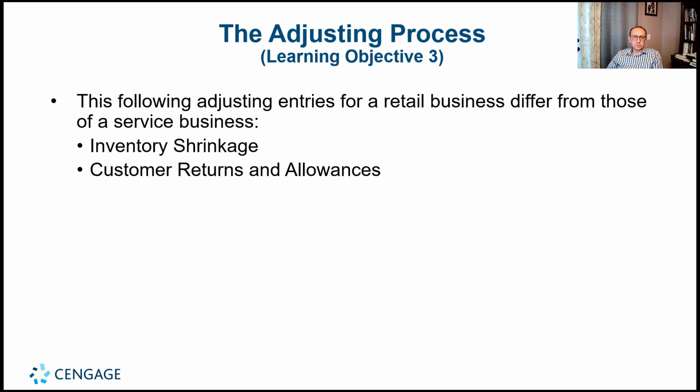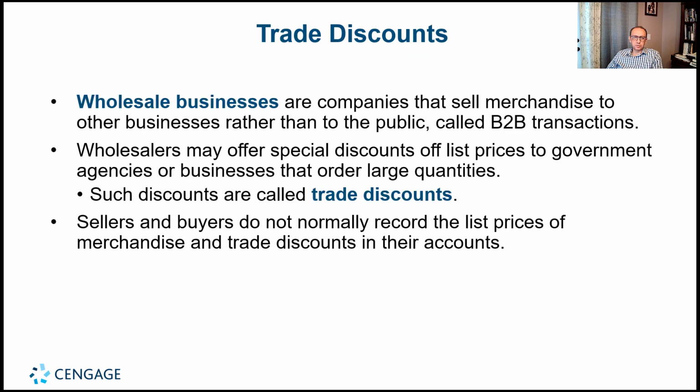So the following adjusting entries for a retail business differ from those of a service business. One of the things that we're going to be talking about now is inventory shortage or shrinkage, and another thing is customer returns and allowances. So again, just going back to the trade discount, in accounting we don't really pay too much attention to that. We just need to know the name, the trade discount, and when we record a transaction, we record it based on the agreed price. We don't take into consideration any of the trade discounts.